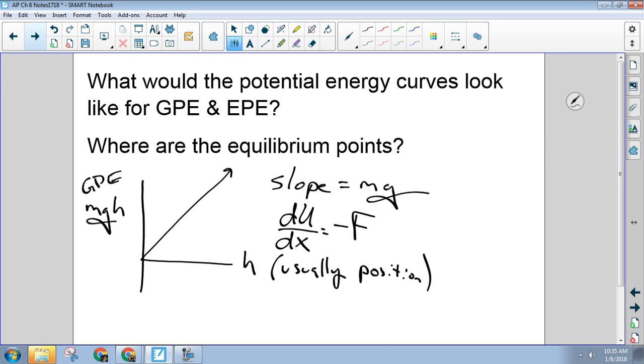Follow? All right. We'll come back to this equilibrium point thing in a minute. So that's a potential energy curve. Questions on it? Okay. So let's do one for elastic potential energy.